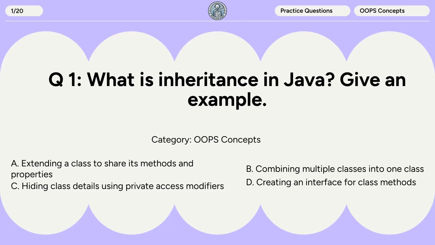Give an example. A. Extending a class to share its methods and properties. B. Combining multiple classes into one class. C. Hiding class details using private access modifiers. D. Creating an interface for class methods.